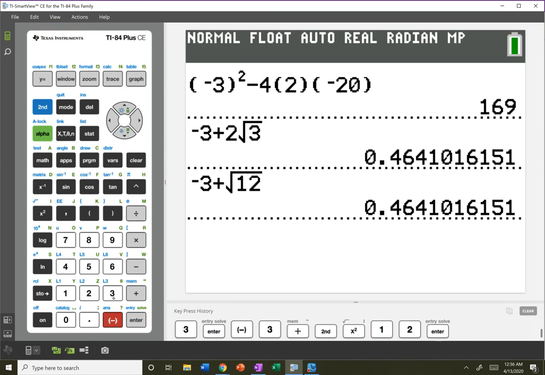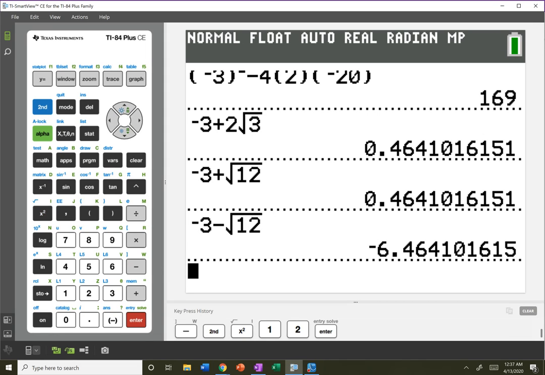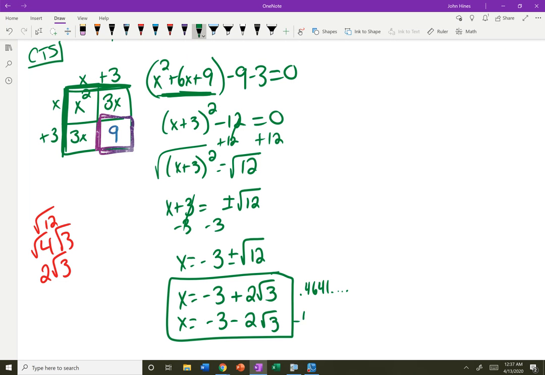And the other one is negative 3 minus the square root of 12. Negative 6 point something. So we get negative 6.4641, and so on.